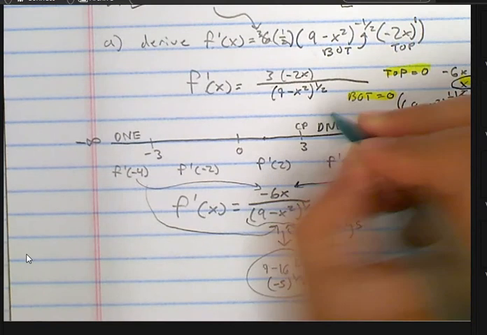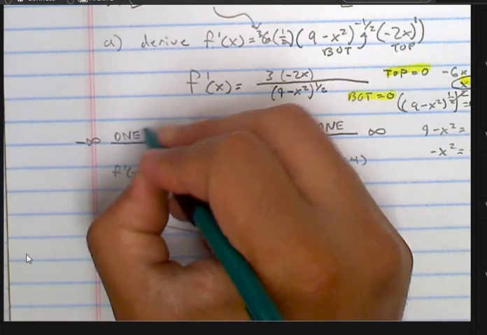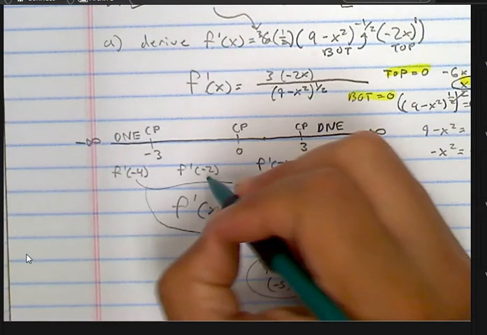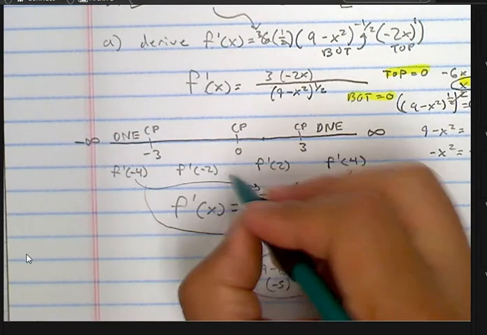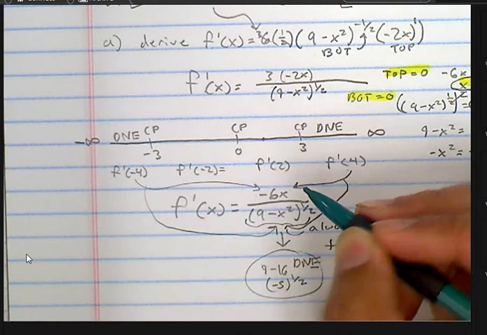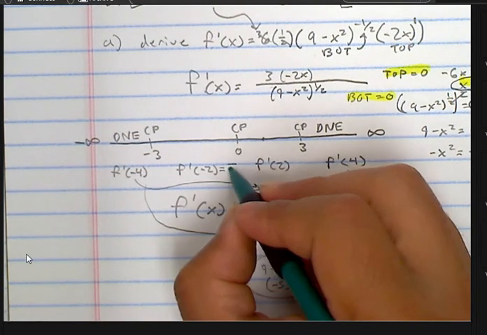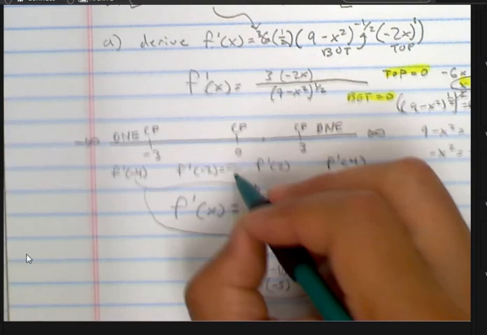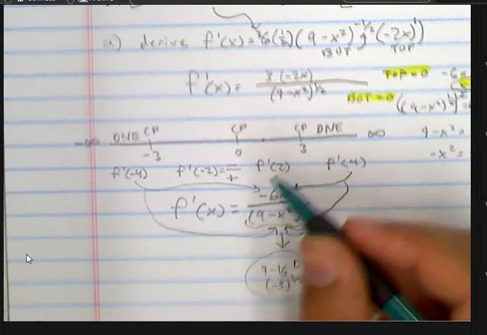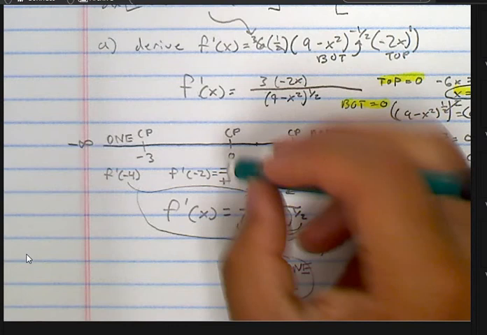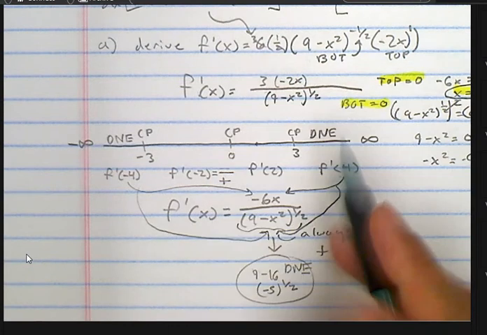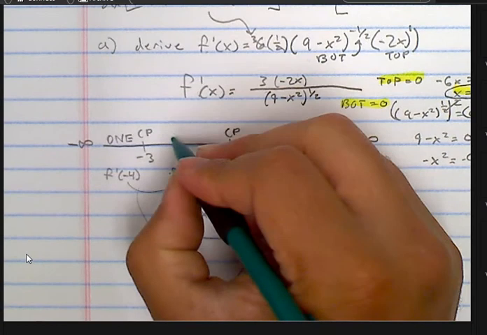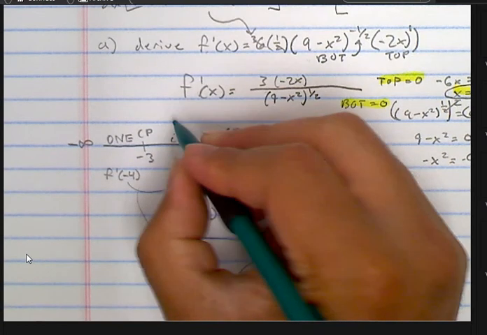CP, CP, CP. Now this will yield negative times a negative is a negative. Negative, well, that's always positive. Wait, I'm sorry, that's shameful. Negative times a negative is a positive. Write your interval.